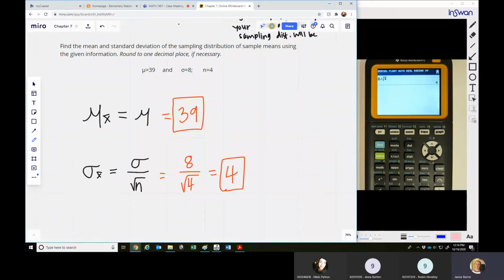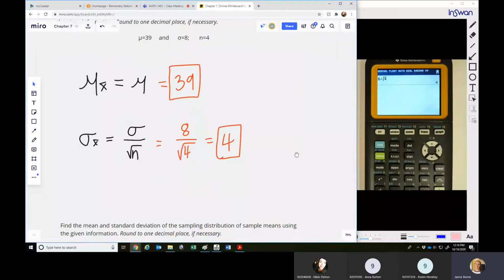So that's all you have to do for these. We're going to do one more together. And there's one at the end that's just like this, but it's in the form of a word problem. So we'll do one like that also.